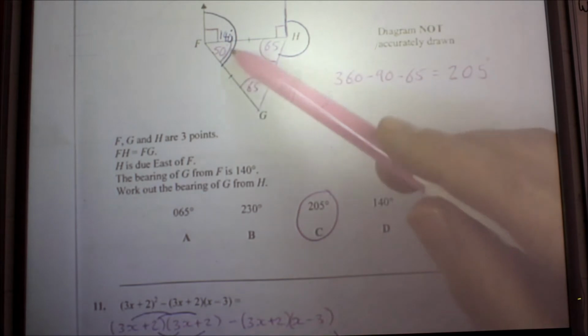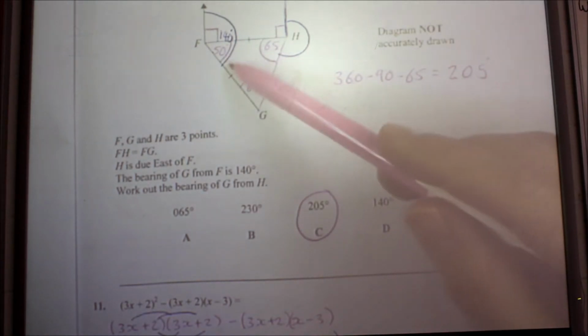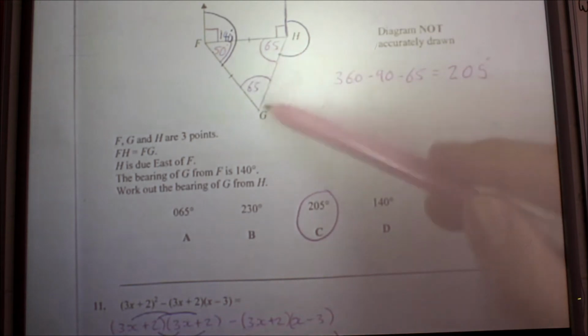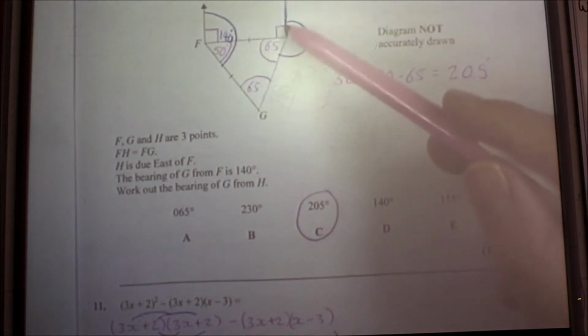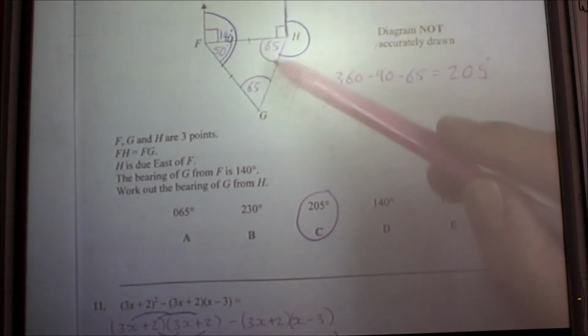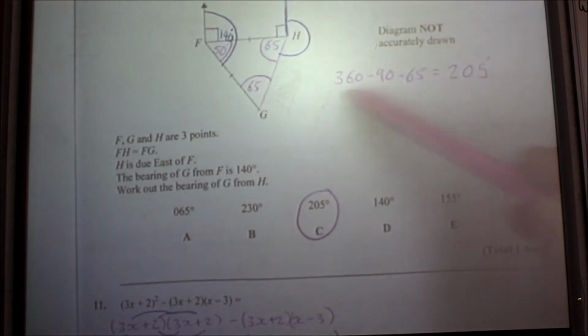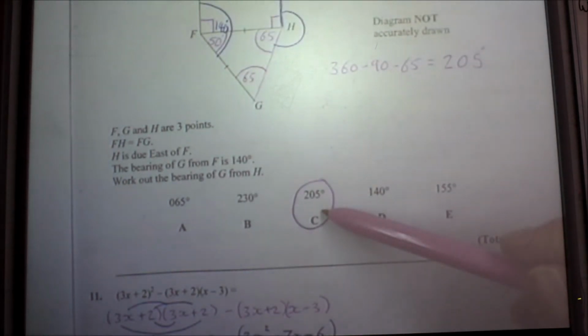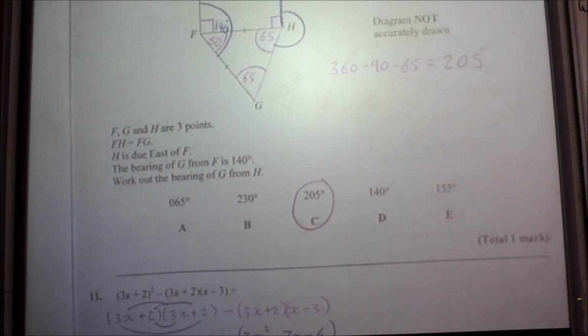So 180 take 50 is 130. Half 130, you get 65. So there's 65 each. So you know that's 90, you know that's 65. So add them together, well, there we go. 360, take 90, take 65, gives you 205, and that is your answer for H.